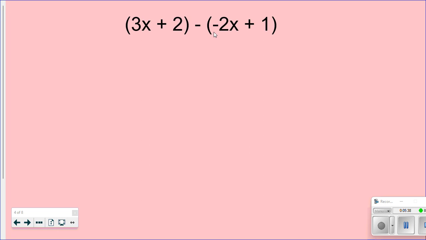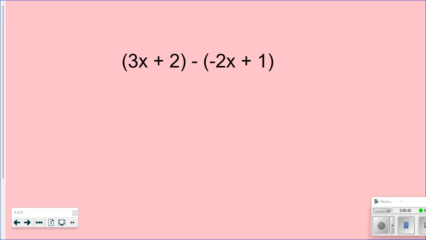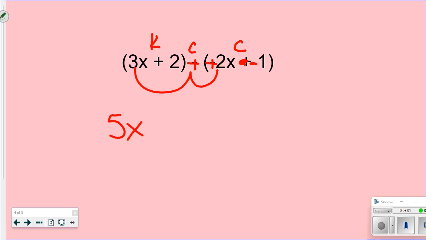So I'm going to bring it down. There we go. So I'm going to use keep, change, change. I'm going to leave it in this format. I'm going to keep this. I'm going to change this, and I'm going to change this. So I'm going to change this to a plus, I'm going to change this to a plus, and this is actually going to go to a negative. So 3x plus 2x would be 5x, and then positive 2 plus negative 1 would be a plus 1. And that is just my answer.